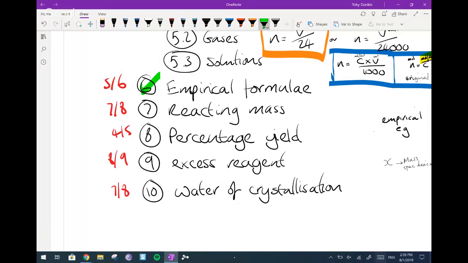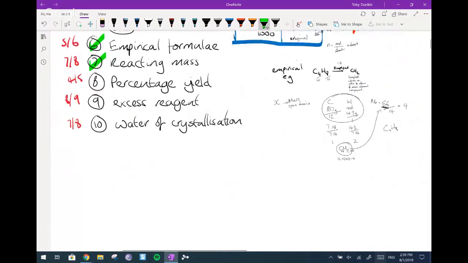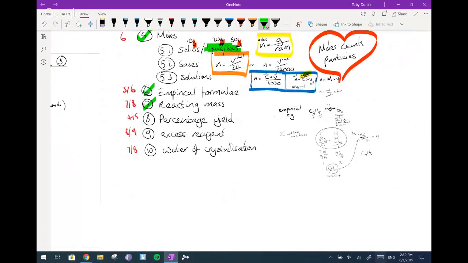Let's go on to I can now tick off reacting mass. Percentage yield. Percentage yield, very straightforward. You've just realized, and by the way, I hope you realize that there is an order to this. I don't know why, by the way, the keyboard keeps popping up. I have no idea.